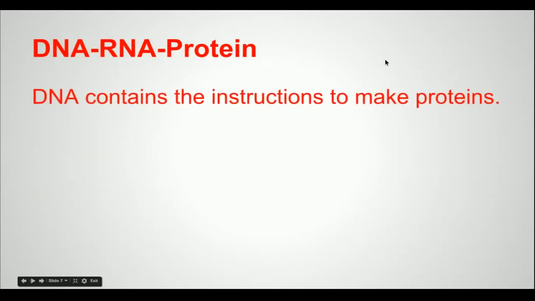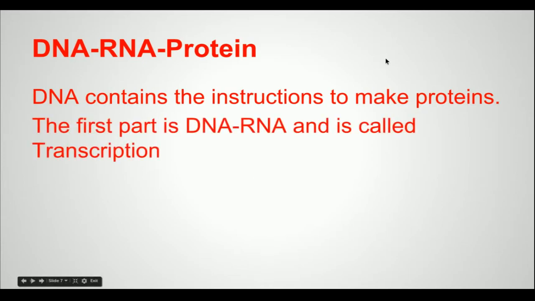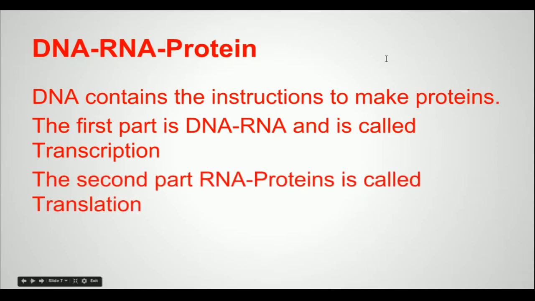All right, back to our central dogma. DNA contains the instructions to make proteins. The first part is DNA to RNA, and this is called transcription. The second part is RNA to proteins, and this is called translation. So let's look at those.